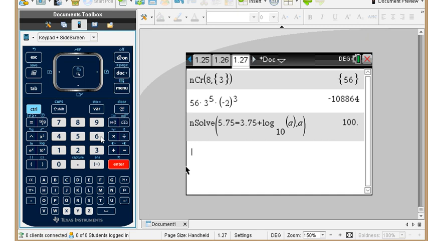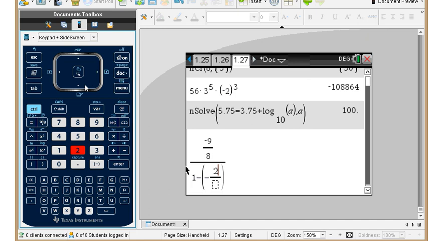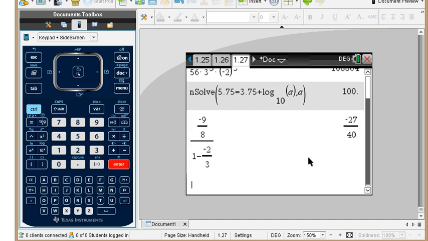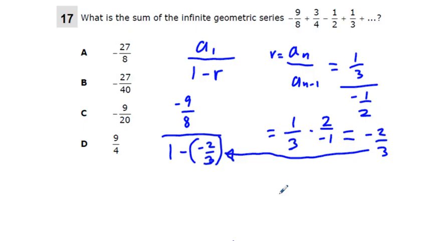So go to our calculator, put control, enter. Okay, I'm going to get another fraction on top, which is going to be negative 9 over 8. And then we're going to be divided by 1 minus, parentheses, negative 2/3. So we get negative 27 over 40. That's the exact answer.